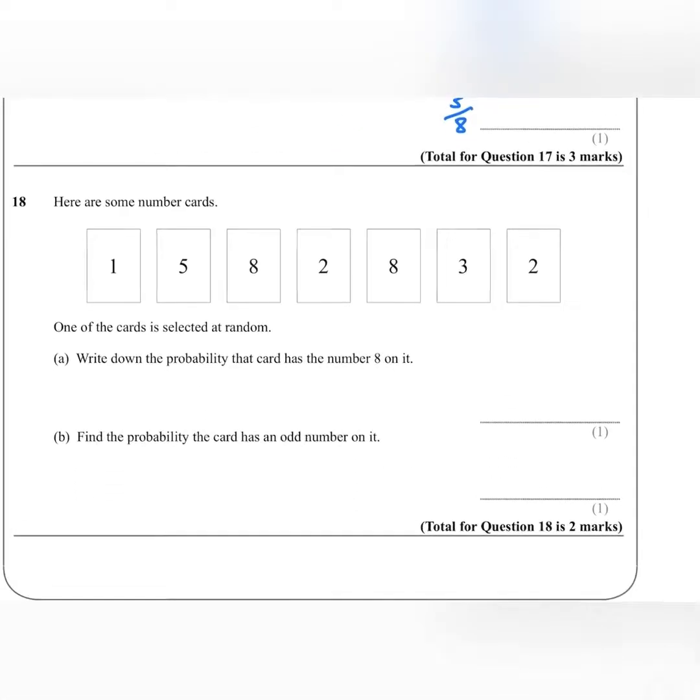Okay, so number 18. It says, here are some number cards, and one of the cards is selected at random. Write down the probability that the card has the number 8 on it. Well, there are 2 eights out of 1, 2, 3, 4, 5, 6, 7 cards. So 2 out of 7 chances of getting a card with number 8 on it. And find the probability that the card has an odd number. Well, the odd numbers are 1, 5, 3. So there are 3 out of 7 chances of getting an odd number from the cards.